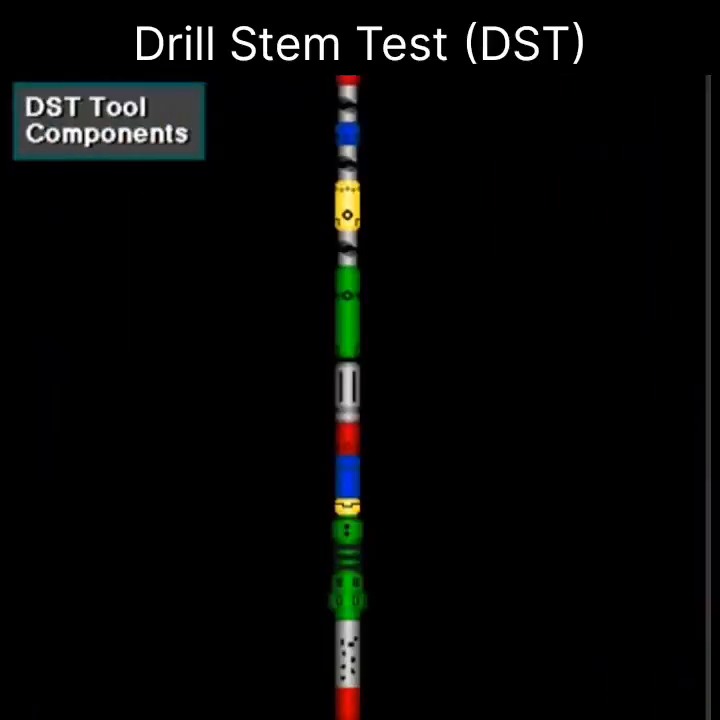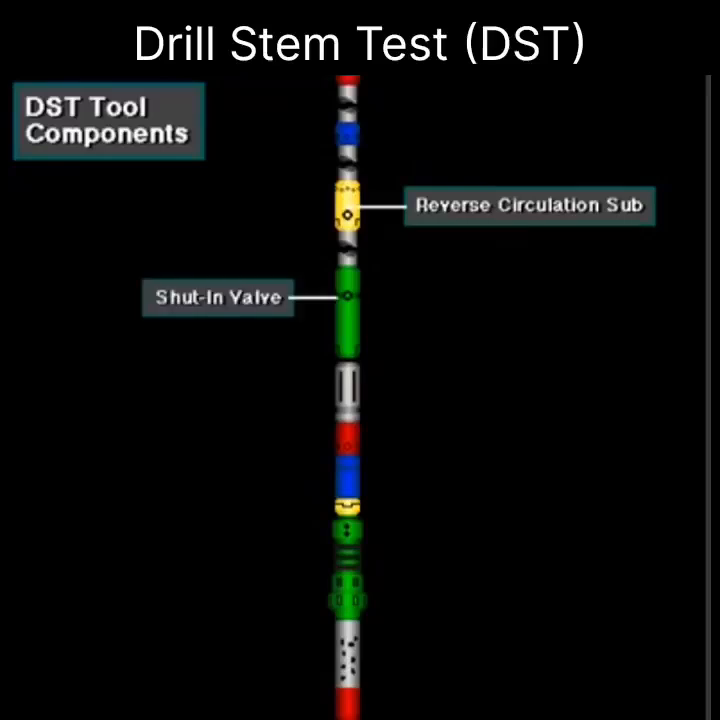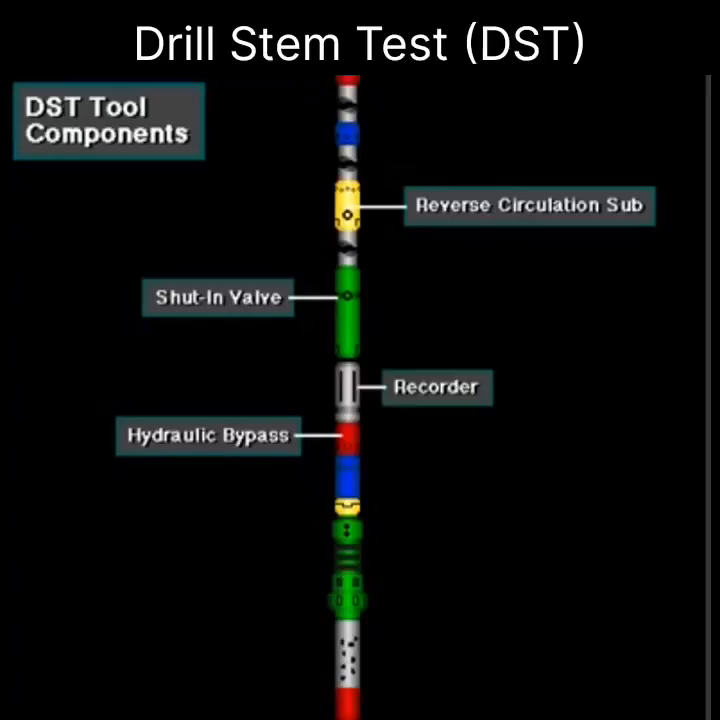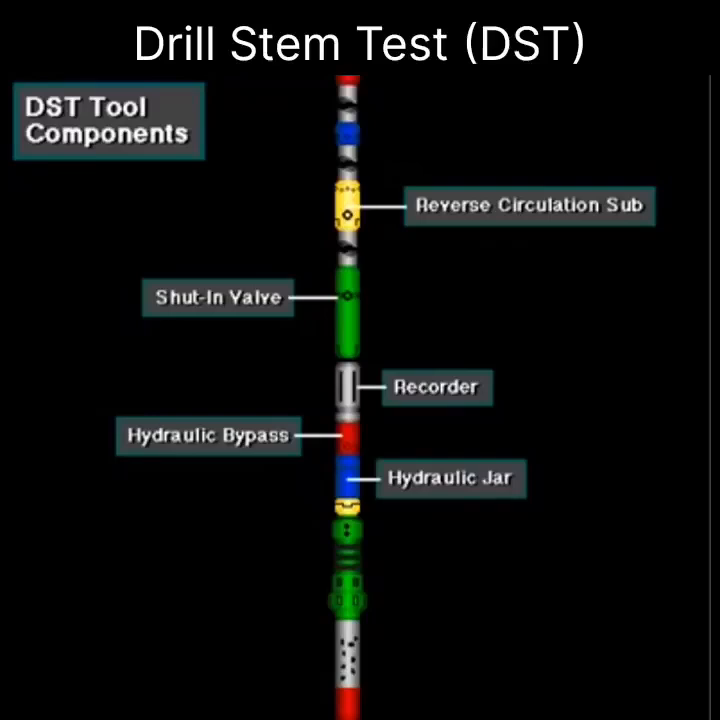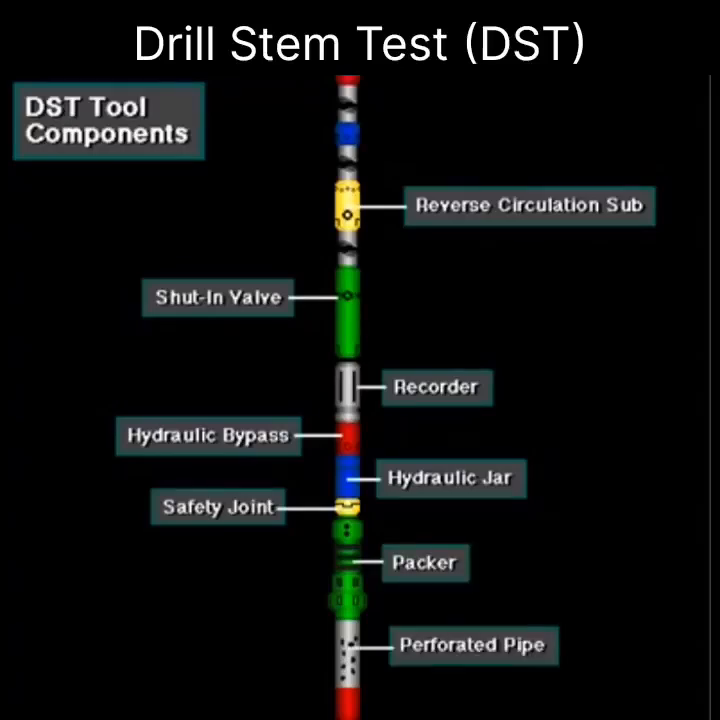Here's a drill stem test tool made up on the bottom of the drill stem. From top, it has a reverse circulation sub, shut-in valve, hydraulic bypass, recorder, hydraulic jar, safety joint, packer, perforated pipe, and an anchor shoe.